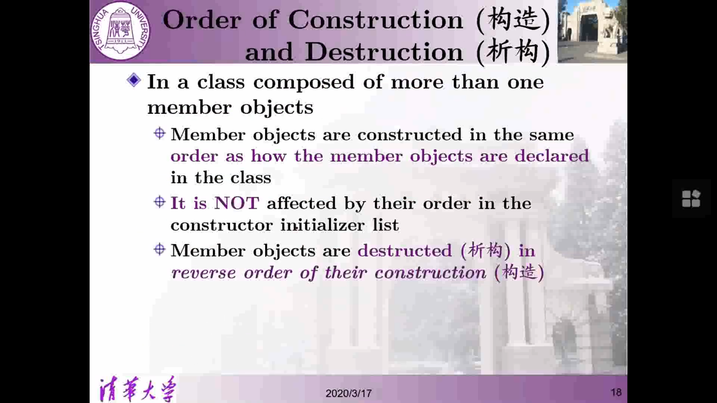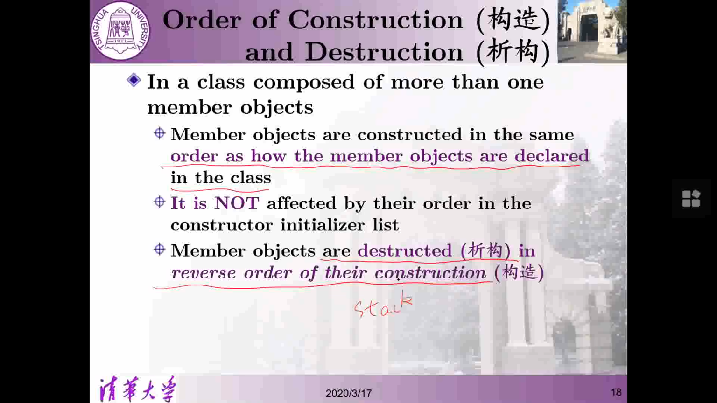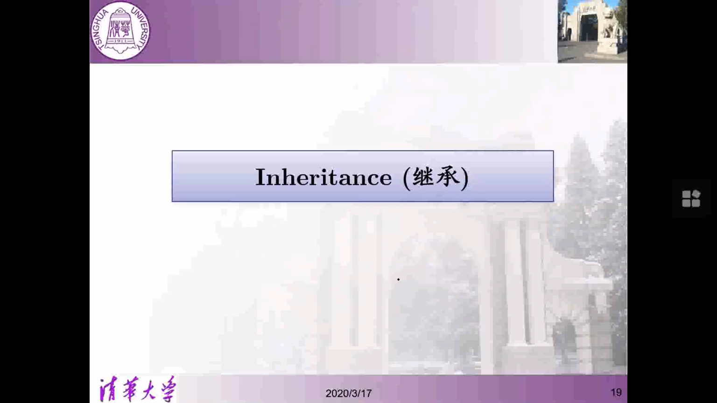If a class is composed of more than one member object, the member objects are constructed in some order. This order is the same as how the member objects are declared in the class. It's not affected by the constructor list. And member objects are destructed in the reverse order of their construction. It's like the stack, as I just mentioned. Okay, this is composition.